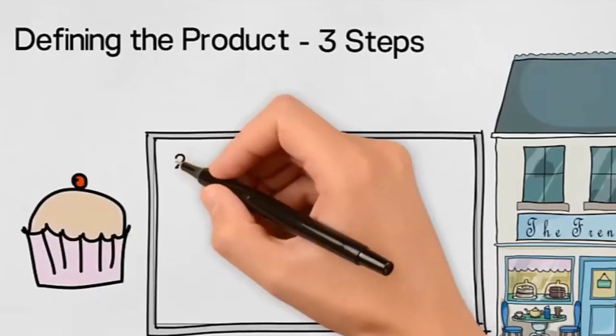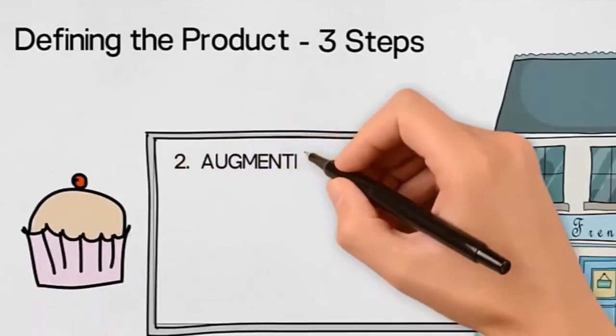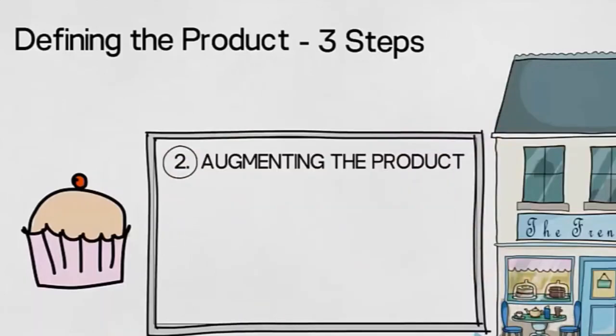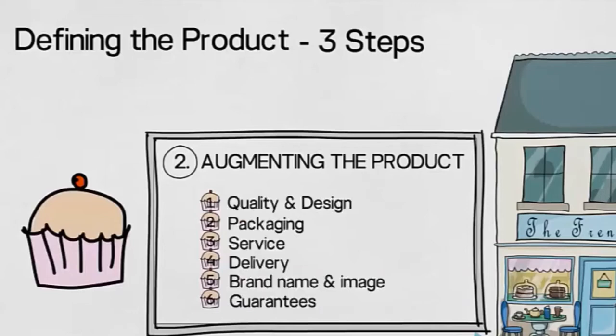Secondly, we should look at how we can augment the product. To augment means to make greater by adding something. This is how we fulfill our target group's needs and desires, differentiate our product from the competitors, and subsequently build our product or business brand. Theory tells us that we can look at 6 different areas of augmenting a product. Let us go through them using our example with the French Café.